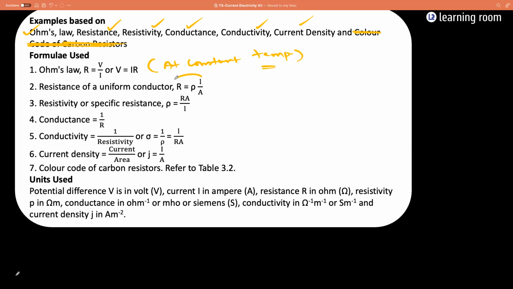Resistance of a uniform conductor: if I take a uniform conductor into consideration, resistance will be equal to rho into L divided by A, where rho is the resistivity, L is the length of the conductor, and A is the area of cross section. Right? So suppose you want to find the resistivity, then you will write it as R into A divided by L. Conductance is 1 by R. Conductivity is 1 by rho, or L divided by R into A. So what is current density? Current density is the amount of current flowing per unit area. So I divided by A is going to give us current density.